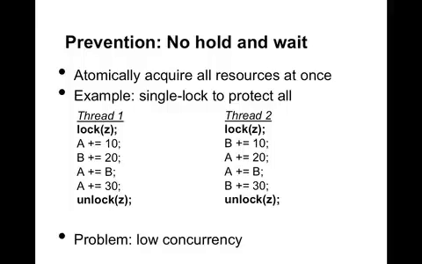The problem with this approach is that it has low concurrency because now all threads accessing A or B, even if they don't access both, acquire the same lock and can't run at the same time. So no hold and wait can be handled by either releasing locks before acquiring a new lock or by having fewer locks, called lock coarsening. And the problem is low concurrency.